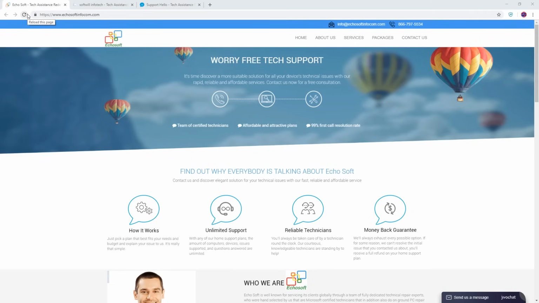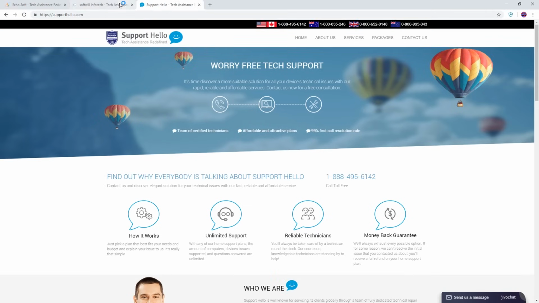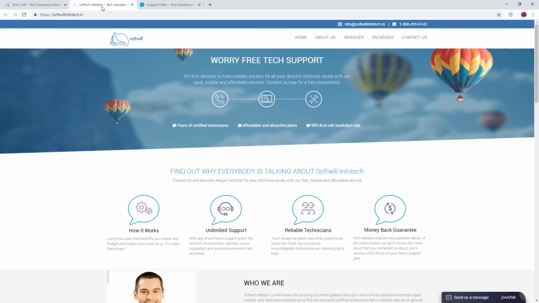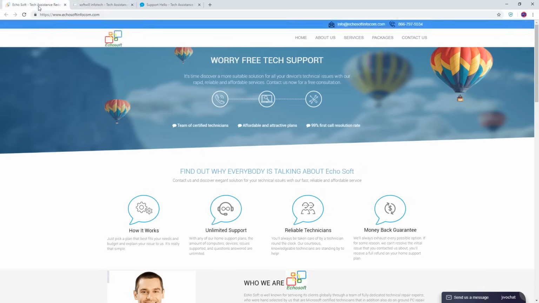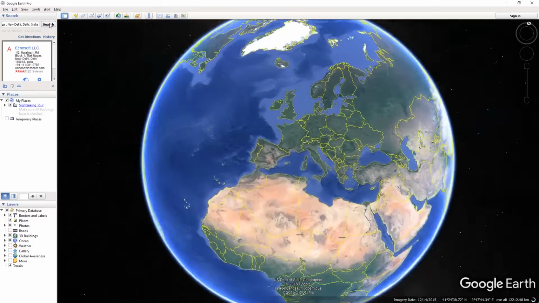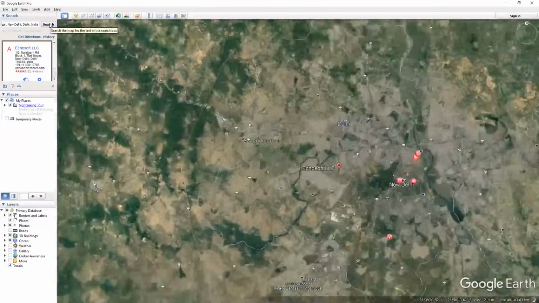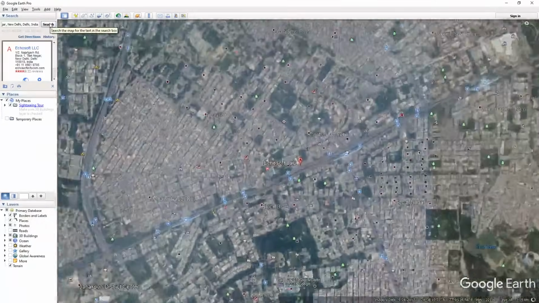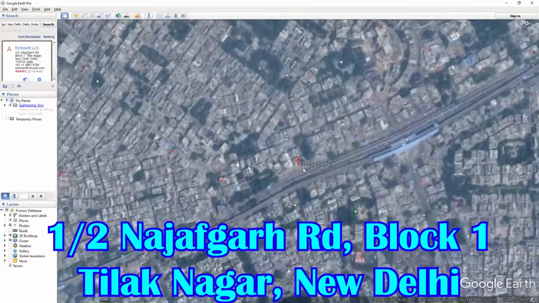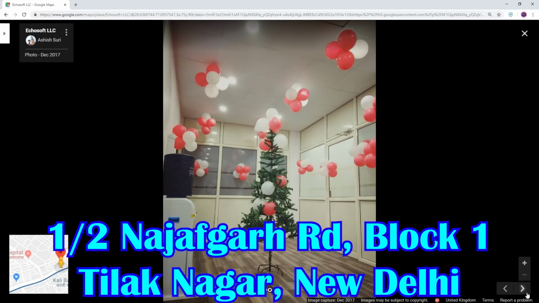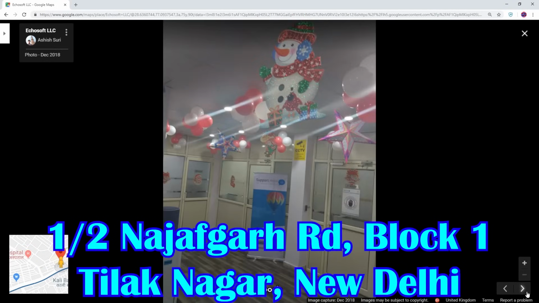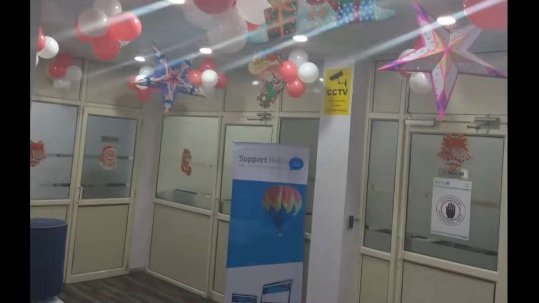If you look at the three websites side by side, you'll be very hard pressed to notice any difference other than a phone number. And a search on Google Earth shows that it's fairly easy to find Ecosoft LLC. They're located in Delhi at this address. And fairly unusually, it's also possible to find pictures of both inside and outside this call centre.